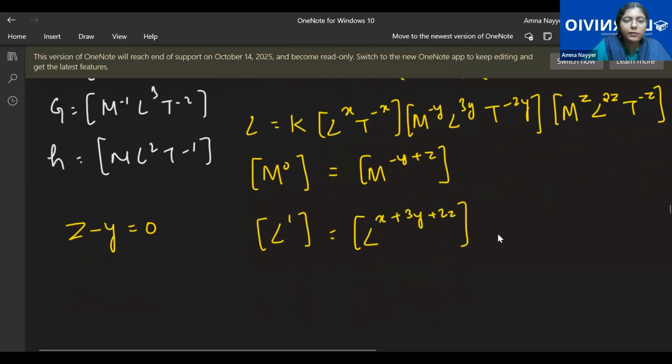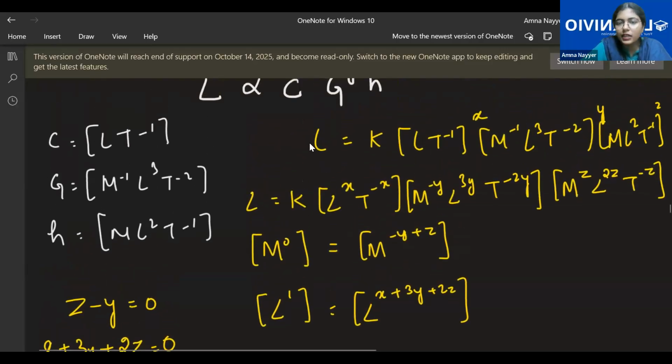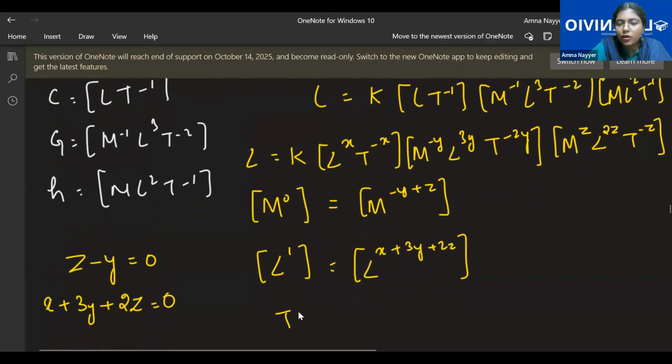So now what will my equation be? X plus 3y plus 2z is equal to 0. We will not get answers just through this. We need one more equation. Let's talk about the time. T is 0 here because no time is mentioned. And what do we have from here?